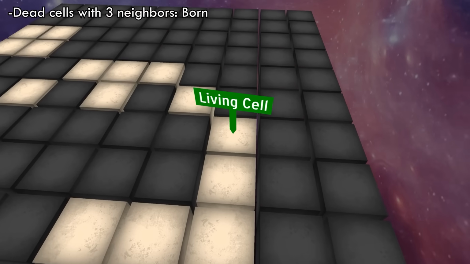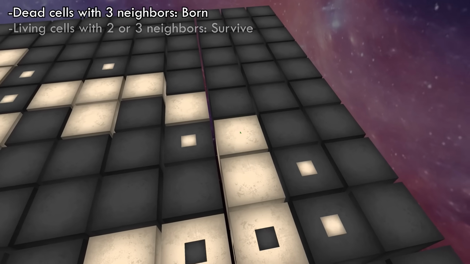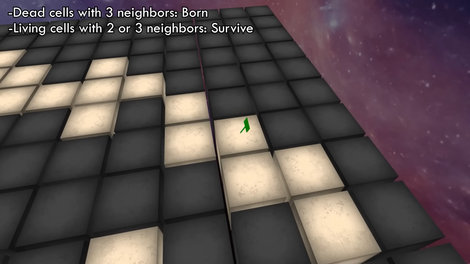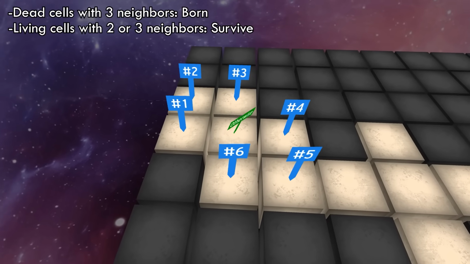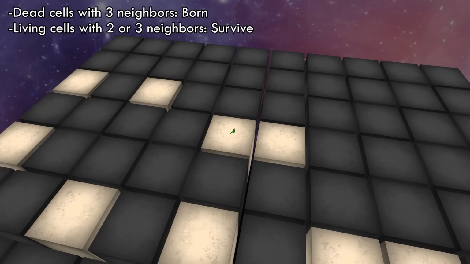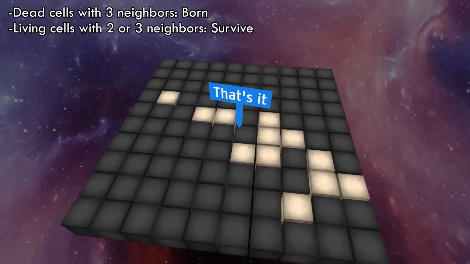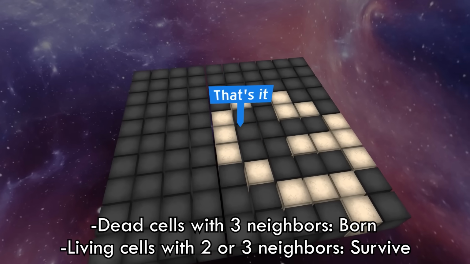Are you a living cell and have either 2 or 3 living neighbors? Congratulations, you will survive into the next generation. Otherwise, you'll die. If you have at least 4 neighbors, you'll die from overcrowding, and if you have 0 or 1 neighbors, you'll die from loneliness. And that's it. Those are all the rules you need to know to understand Conway's Game of Life.